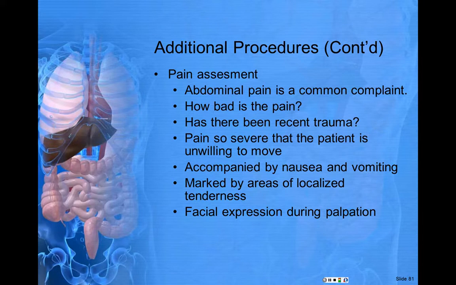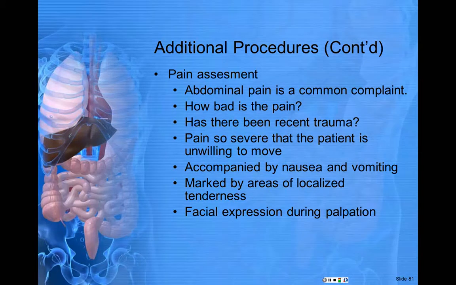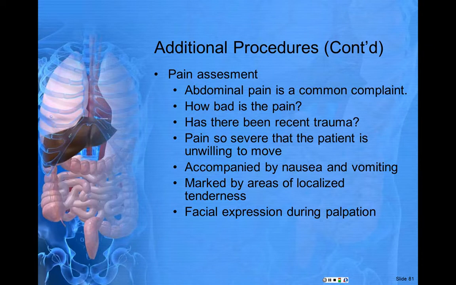You're also evaluating pain oftentimes in the abdomen, because pain is a very common abdominal complaint. The first thing you want to ask is, what is the quality and what kind of pain is it? Is it sharp, dull, stabbing, etc.? How bad is it on a scale of 1 to 10? Has there been any recent trauma? If the patient is unwilling to move, then that's a really good indication that the pain is severe. Whether it's accompanied by nausea or vomiting, whether there's a localized area of tenderness.